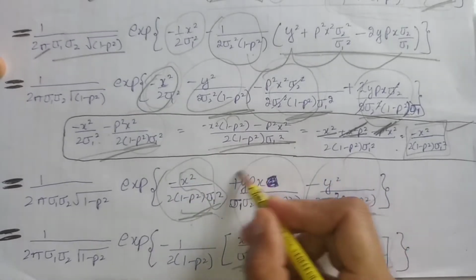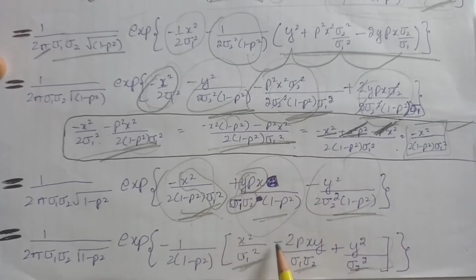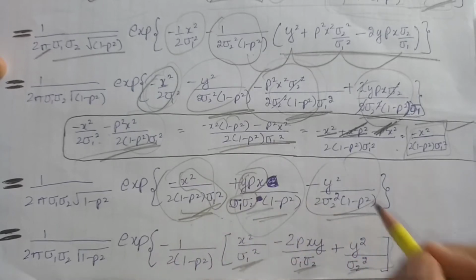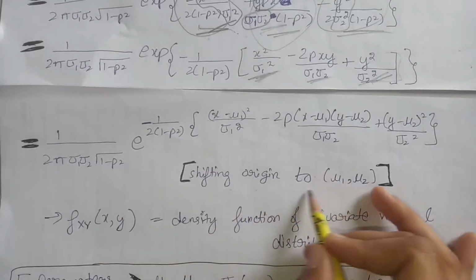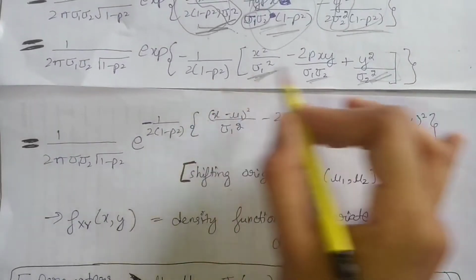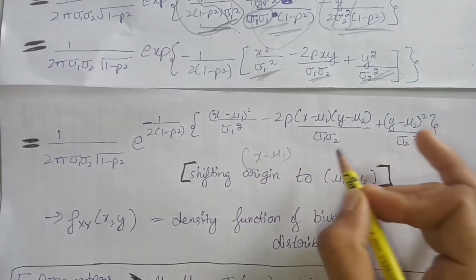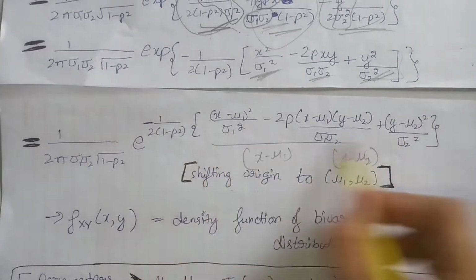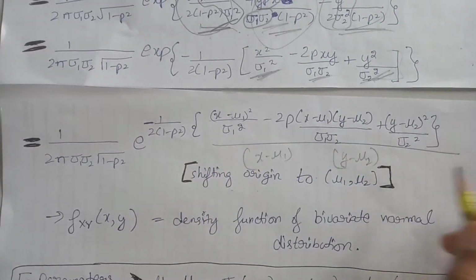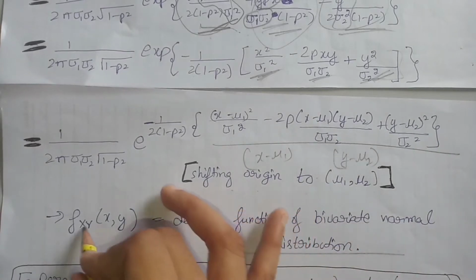And here we are left with this divided by this term, multiplied by -2, because we take 1 divided by -2 common from this term, and here we are left with this divided by this value. Now we will shift the origin to mu1, mu2. That means in this answer, in place of x we write x minus mu1, and in place of y we write y minus mu2, like this.